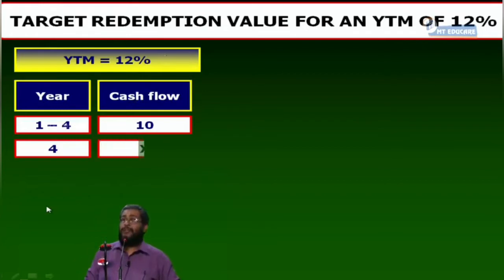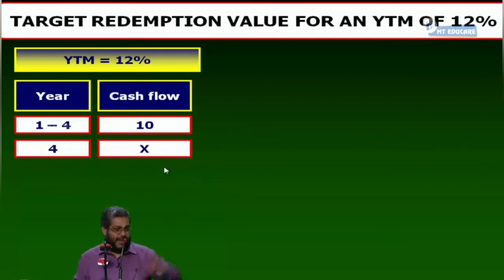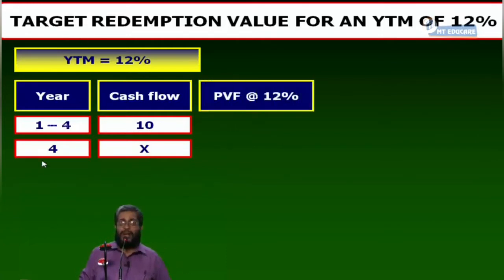That means I don't know the redemption value, because to know the redemption value, I should know the share price. I'll assume the redemption value to be X. How much do I want as IRR? 12%. I discount at the YTM, so it is the 12%, 4 years annuity factor.